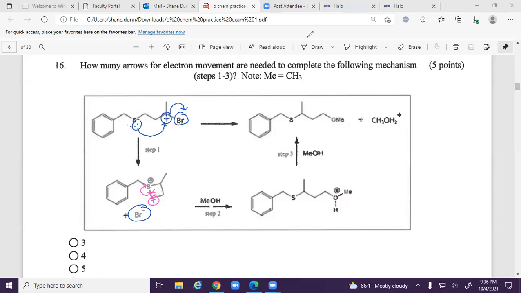Is there anything with lone pairs that could bond to that carbon? No, bromine's out of the picture. Bromine is happy. It has 8 electrons. It will never react to anything ever again.